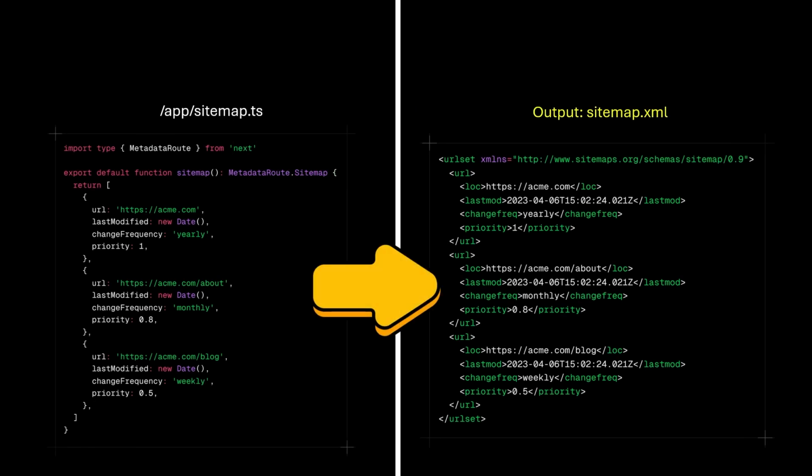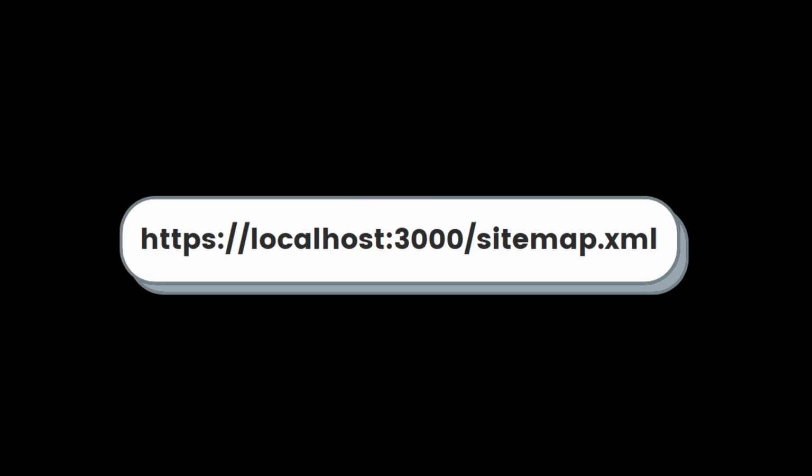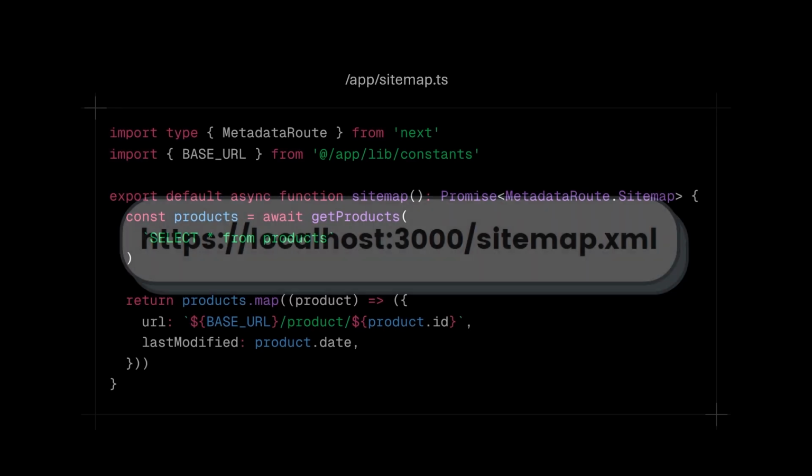Finally, the output for your dynamic sitemap will look like this. To view the output for your sitemap, you can visit your website URL /sitemap.xml.